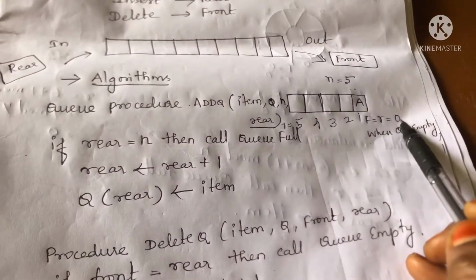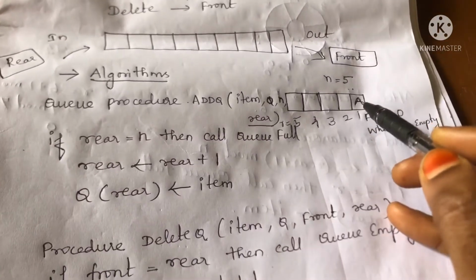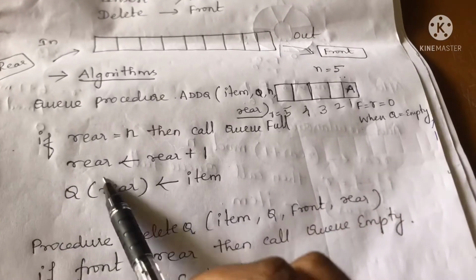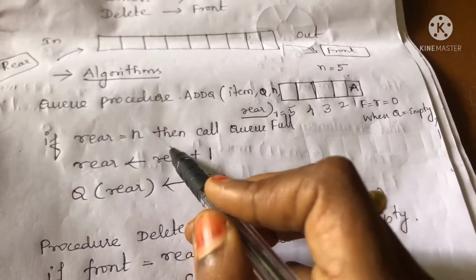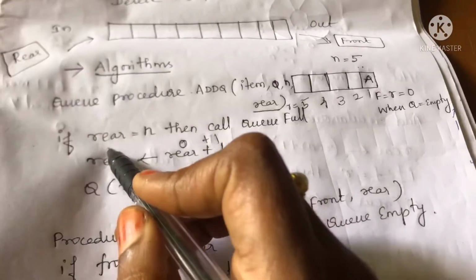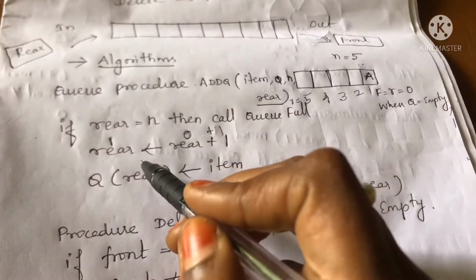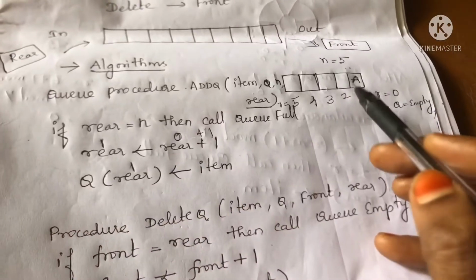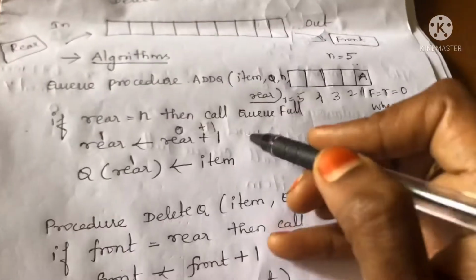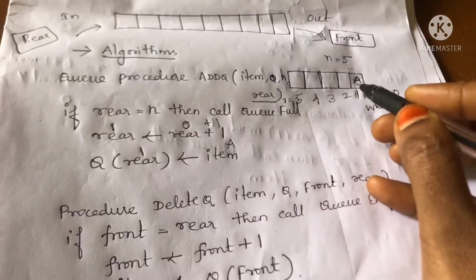Now rear equals 0. If I want to insert one data item, called A, what is the procedure? Rear equals rear plus 1. Rear value starts at 0; 0 plus 1 is 1. Then Q of rear means Q of 1, and the item A goes there. I am going to add the item at the rear position: Q of 1 equals A.